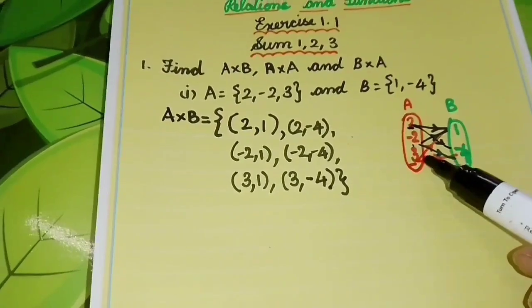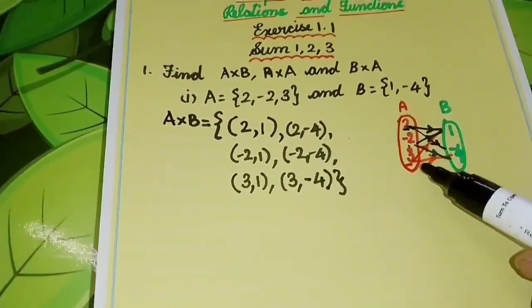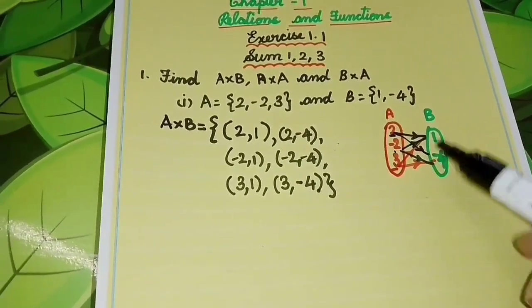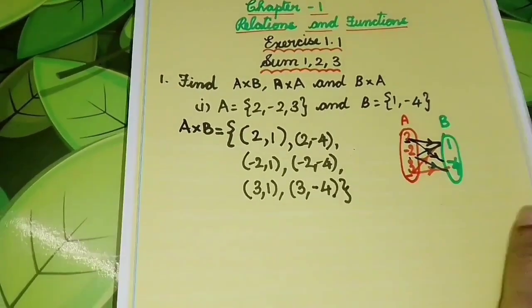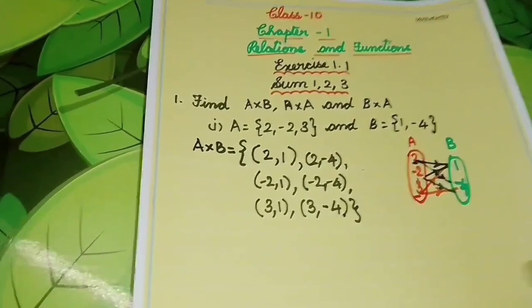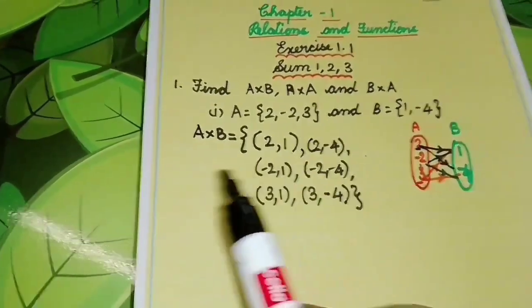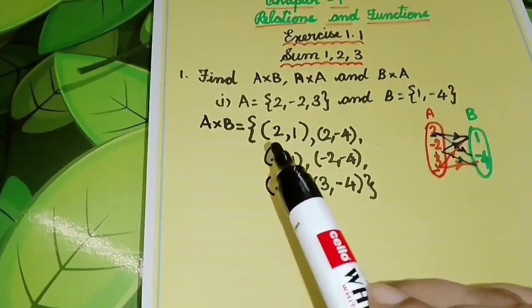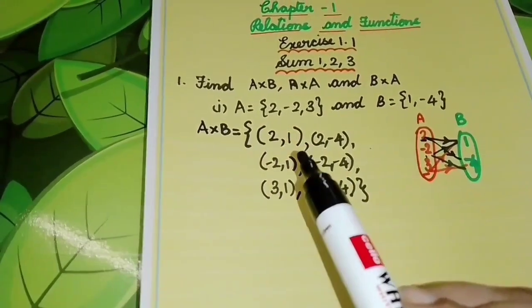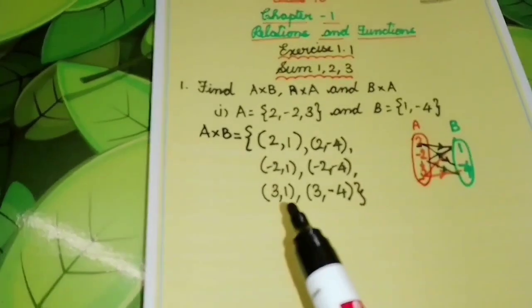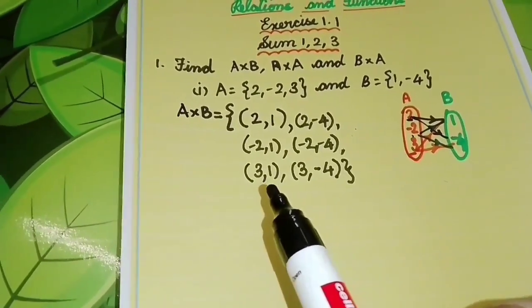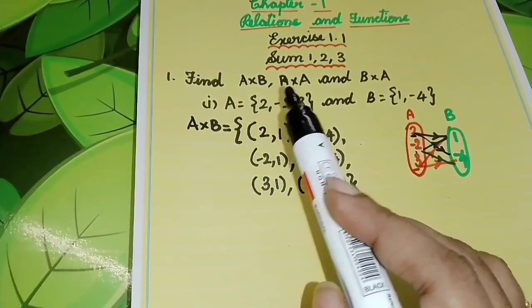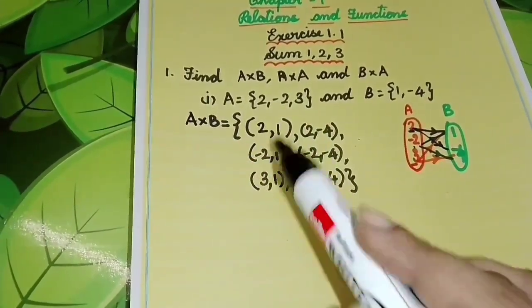So we have exhausted the set A. There are no other elements in set A, so we can't form any other pairing with the elements in B. We have finished it. We have formed the new set A cross B, which is the set of all ordered pairs in which the first element belongs to A and the second element belongs to B. Hope you have understood the concept of A cross B. Now, we shall move on to the next subdivision of the sum.